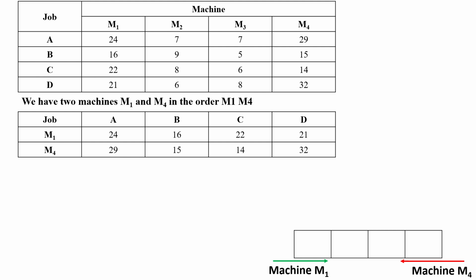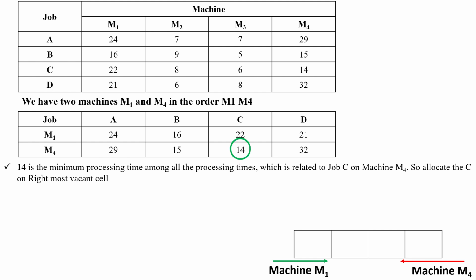So next we have to observe the minimum processing time. So here the minimum processing time is 14. So 14 is the minimum processing time among all the processing times, which is related to job C on machine 4. So we have to allocate job C on the rightmost vacant cell. So we have to place job C in the rightmost vacant cell. Then we have to delete the job C column.